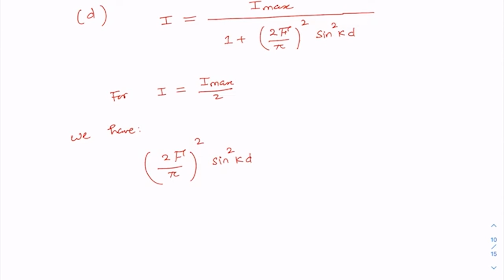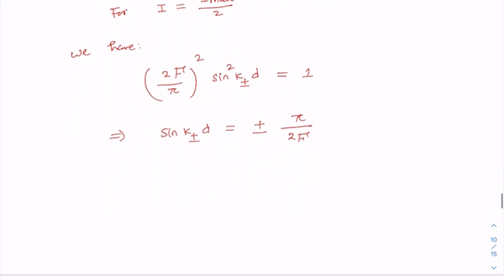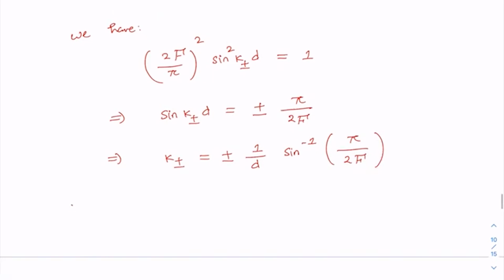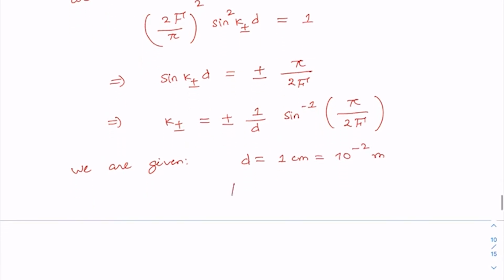k can take two values, so let me write k plus minus d, and from here I have sine k plus minus d is equal to plus minus pi divided by twice the finesse. So we have k plus minus is equal to plus minus 1 by d sine inverse of pi divided by twice the finesse. Now we are given d equal to 1 centimeter or 10 to the power minus 2 meter, and finesse we have calculated as 15,000 or 15 into 10 to the power 3.